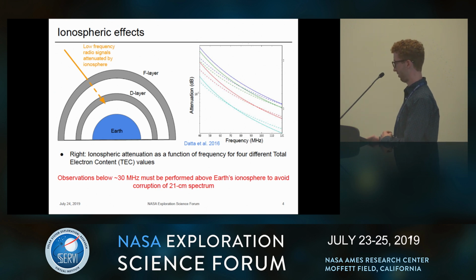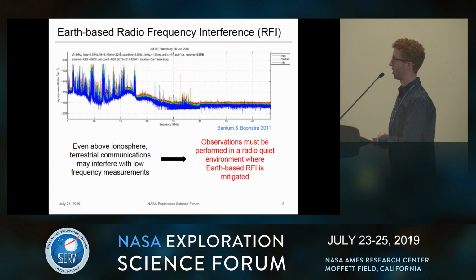As if the ionosphere wasn't a big enough problem, we also have to deal with radio frequency interference, or RFI. This data was taken in a location in Europe, which was a possible site for LOFAR, which is another low-frequency radio experiment. You can see that below 30 megahertz, there's all kinds of terrestrial radio communications that we're going to pick up with any sort of low-frequency radio experiment. And so this can also contaminate our data.